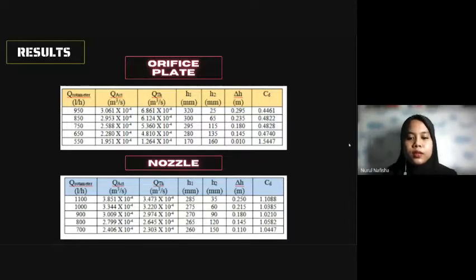By obtaining the values of Q theoretical and Q actual, we can calculate the value of the discharge coefficient of each flow meter. The CD value is calculated using the formula Q actual divided by Q theoretical.